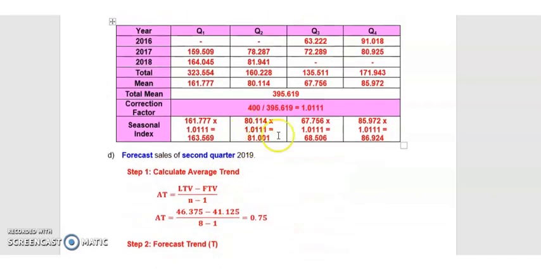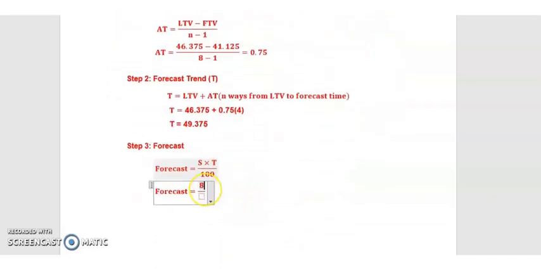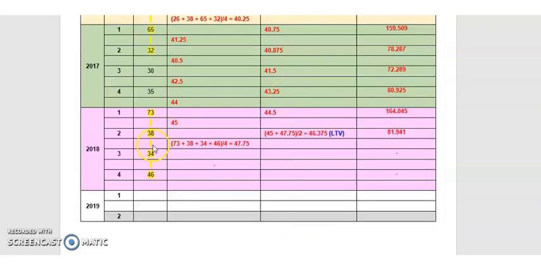Last step, forecast value for second quarter 2019 using seasonal index. So the seasonal index for second quarter is 81.001, multiplied by trend value in step 2, 49.375, divided by 100. So this one is equivalent to 39.994. This data is about sales, right? And from the original data, it was coded in 1000. So the actual value is in RM. Multiply by 1000, we will get 39,994.